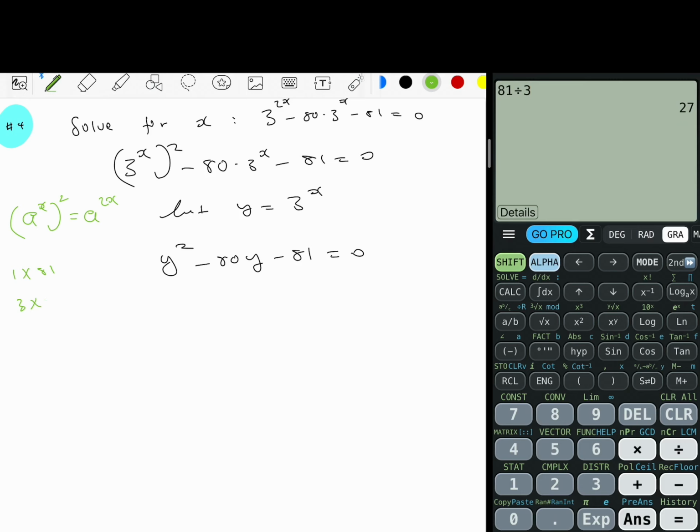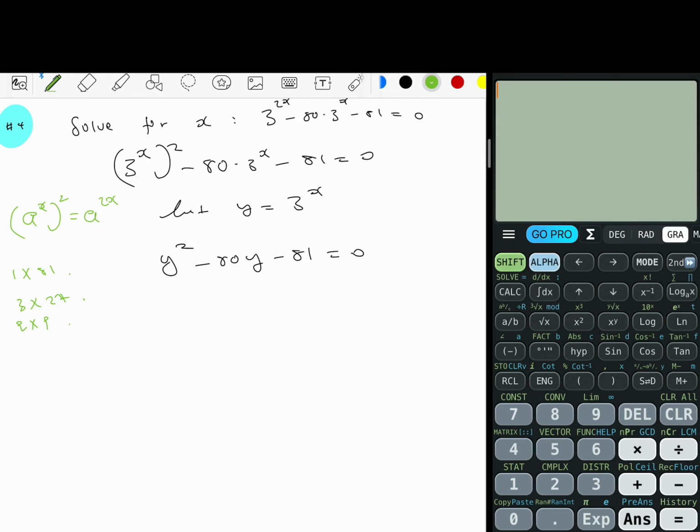81 divided by 2, that's 40.5. 81 divided by 3, so 3 times 27 gives you 81. And 81 divided by 4, no. Divided by 5, no. Divided by 6, no. Divided by 7, no. Divided by 8, no. Divided by 9, yes. So 9 times 9 is 81, right? And then I stop. So now I say, okay, cool, what are the factors that I can use here, where if I multiply them, they give me negative 81, and if I add them, they give me negative 80?